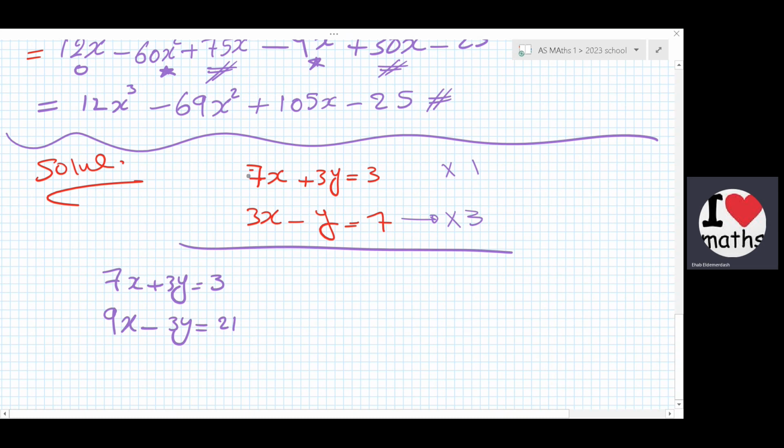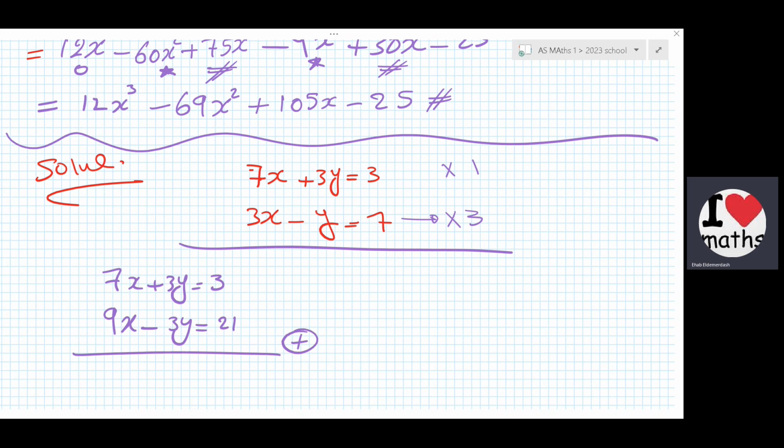I did the first equation multiplied by 1, the second equation multiplied by 2. After that, what do I have to do? What I should do here is adding. What makes me do adding? Because you have one with plus and the other one with minus.